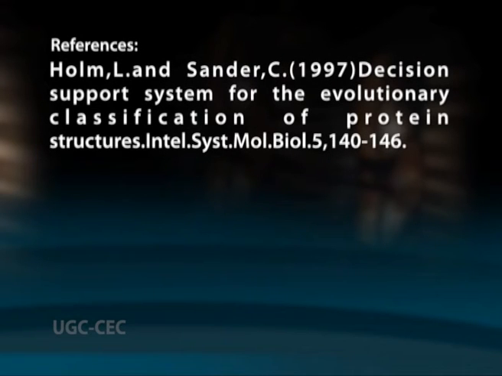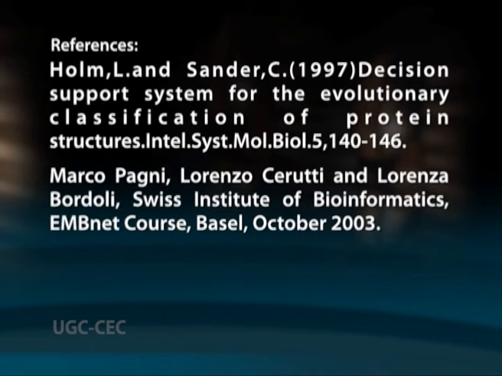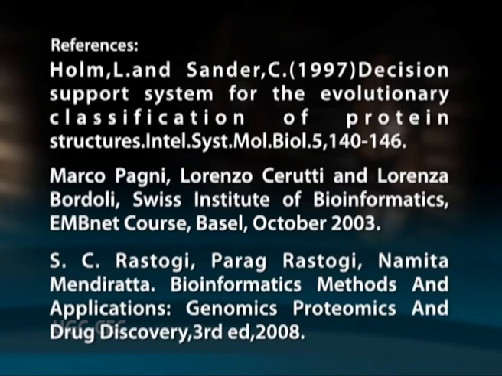References. Decision Support System for the Evolutionary Classification of Protein Structures by Holm L. and Sander C. Published by Intelligent Systems for Molecular Biology, 5th edition, 140 to 146. EMBnet course by Marco Pagni, Lorenzo Cerutti and Lorenza Bordoli, Swiss Institute of Bioinformatics. Bioinformatics Methods and Applications by S.C. Rastogi, Parag Rastogi and Namita Mendiratta. Published by Genomics, Proteomics and Drug Discovery, 3rd edition.